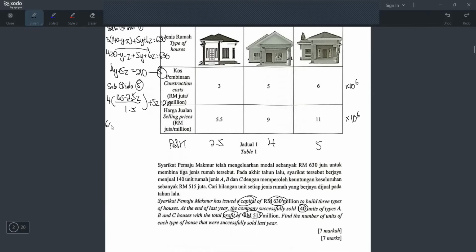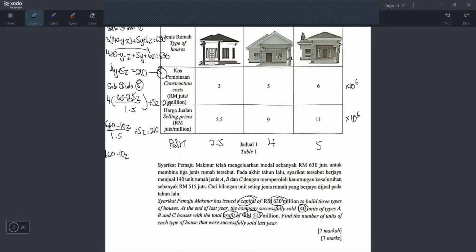660. So it'll be 660 minus 4 times 2.5. It will be 10z, right? But the whole thing have to divide 1.5 plus 5z equals to 210. Okay, take everything times 1.5 because I want to hilangkan the fraction, right? Because if you don't want your equation to have fraction, you just take everything times 1.5.